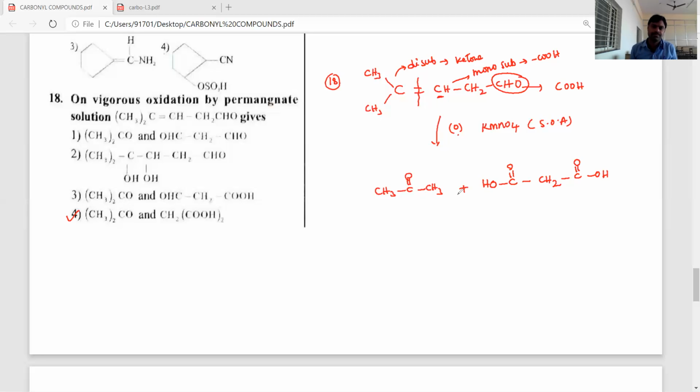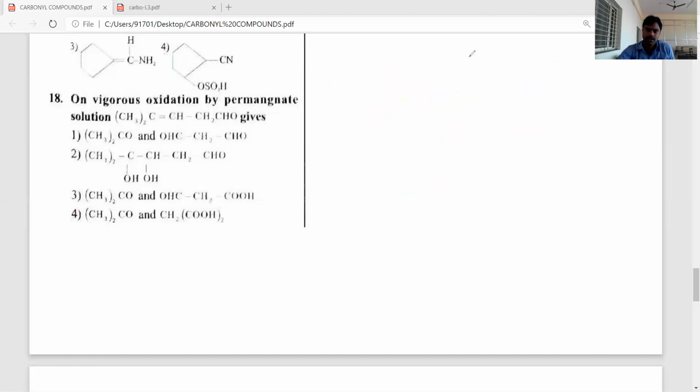Okay, students, this is acetone. And this is malonic acid. Malonic acid, or methanedioic acid, or a dicarboxylic acid.